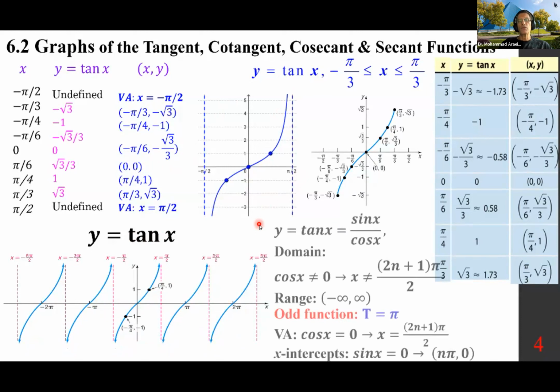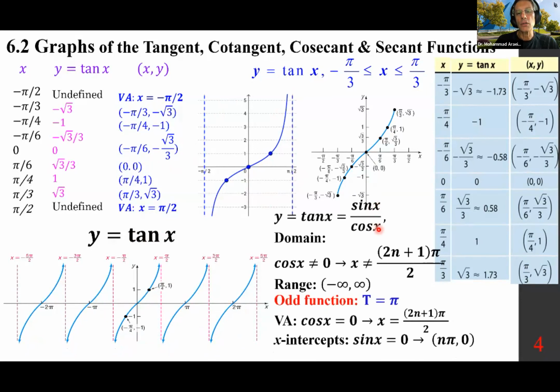Now, information from tangent. Remember, tangent is sine over cosine. So the domain is all real numbers except whenever the denominator is 0. When is the denominator 0? When cosine is 0, which means odd multiples of pi over 2, (2n plus 1) times pi over 2. And by the way, right from here, it gives rise to vertical asymptotes, x equals that. Range, no restriction, all real numbers.